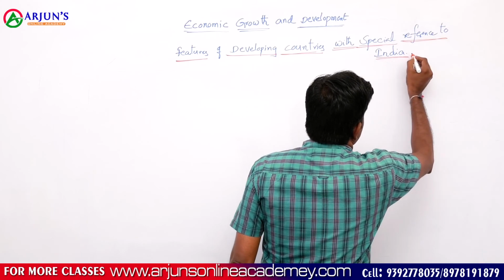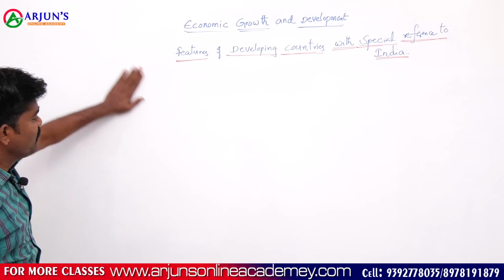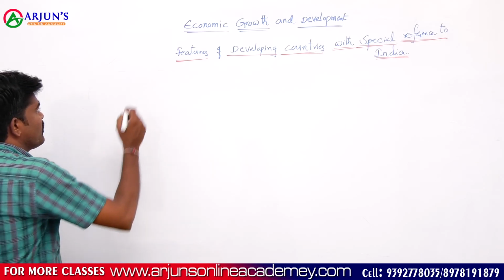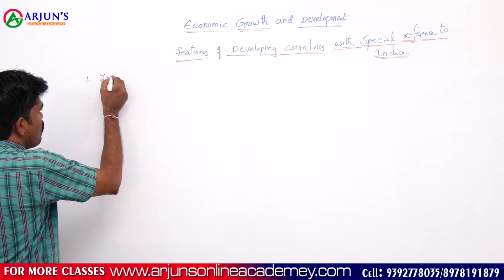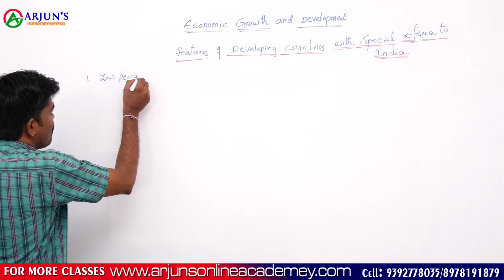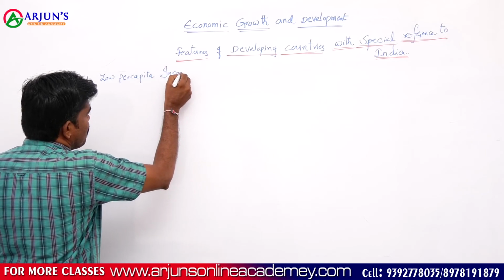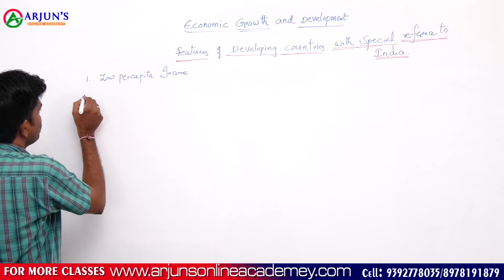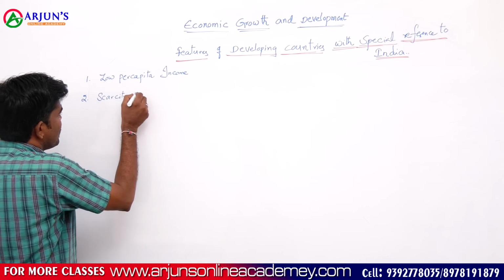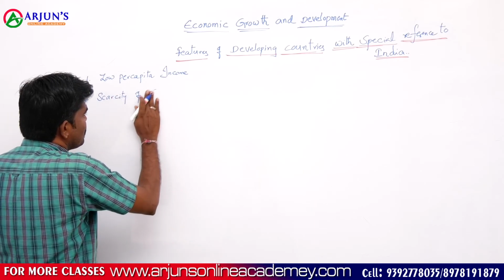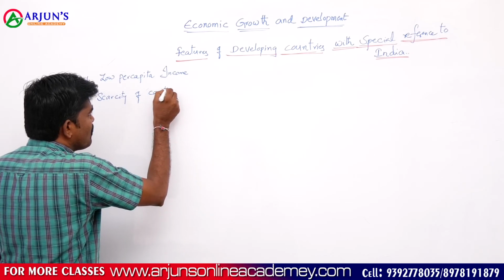Another important topic from this unit. Generally, what are the main character features of developing countries? Number 1, low per capita income. Number 2, scarcity of capital.